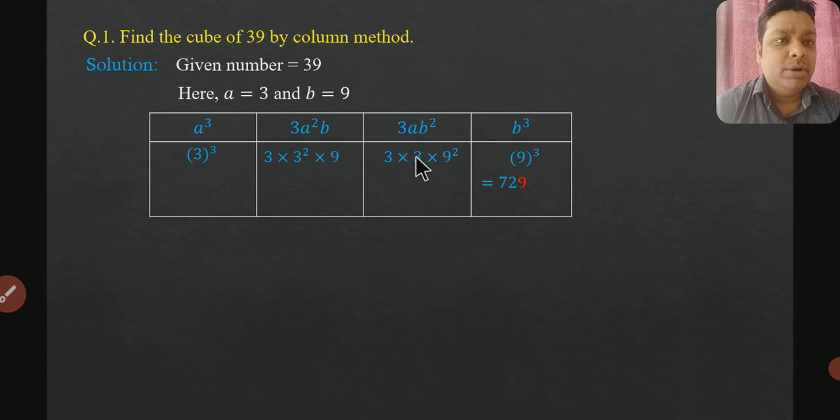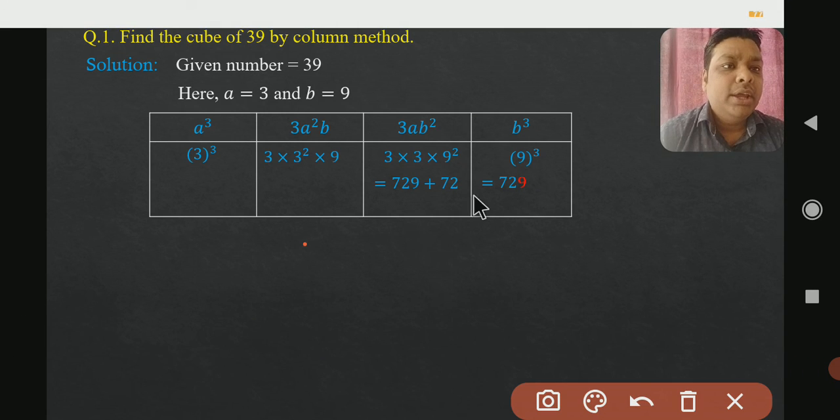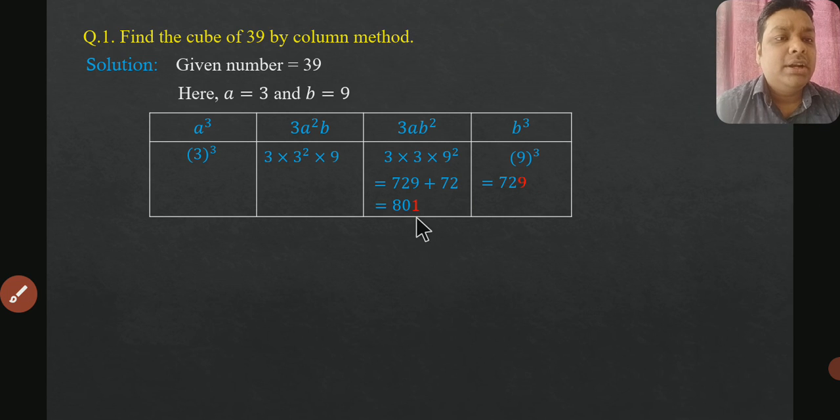At first let's multiply it. So 3 into 9 square will be 243... and then we will add this. When we carry over 72, we add it to the previous value. So after adding it will be 801. Again 1 we will underline, and 80 will carry over.